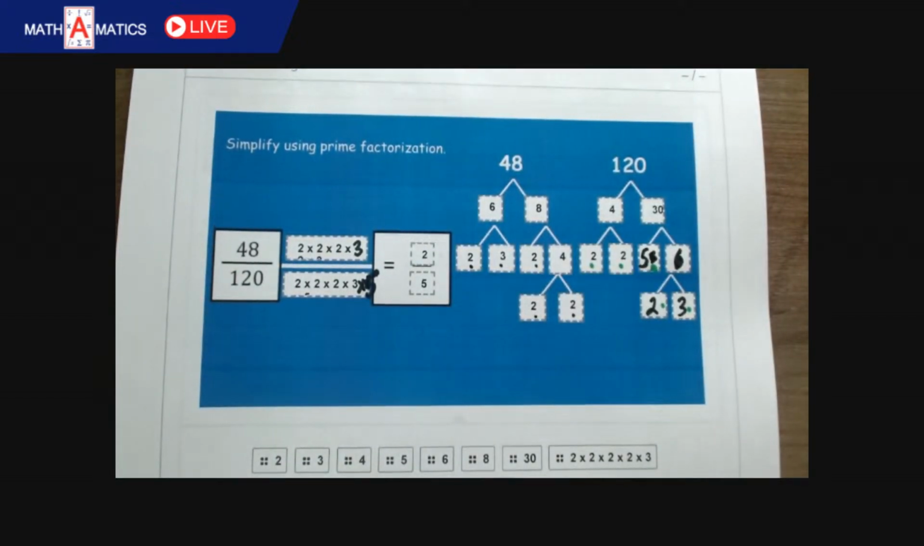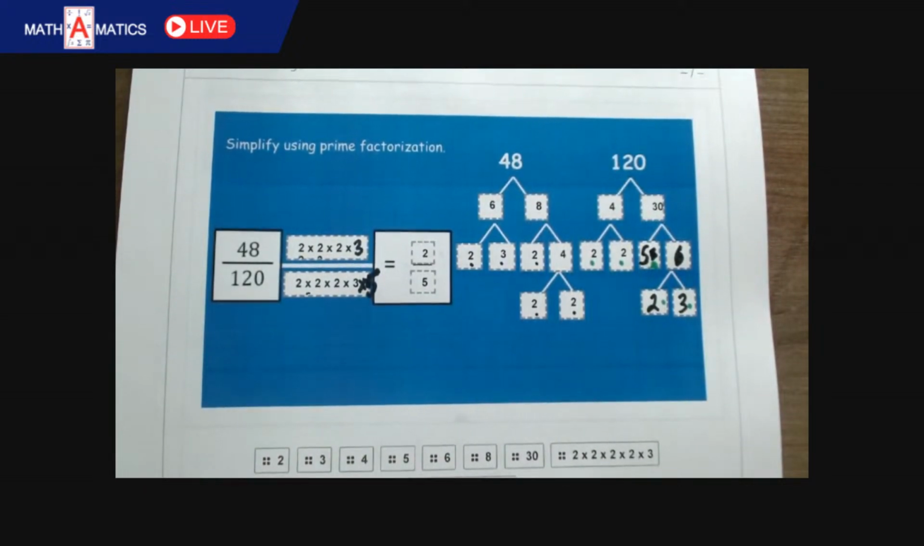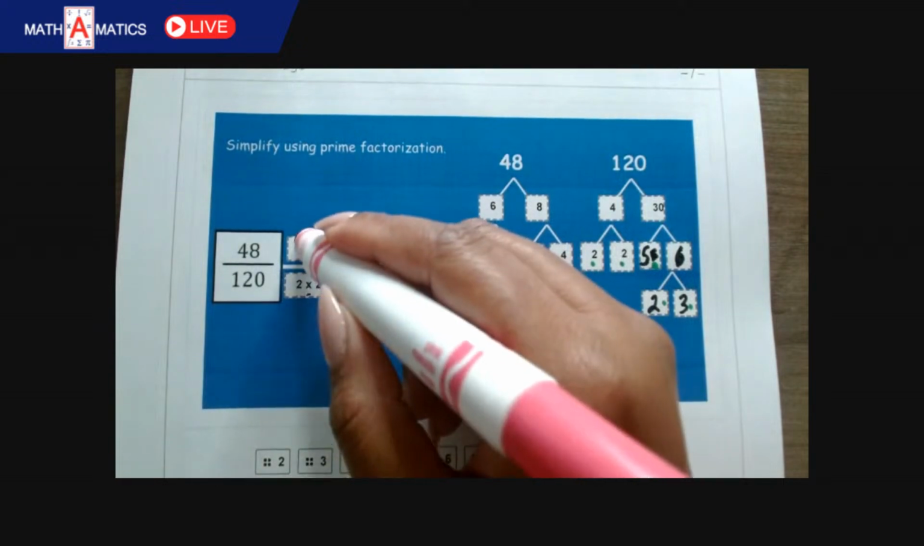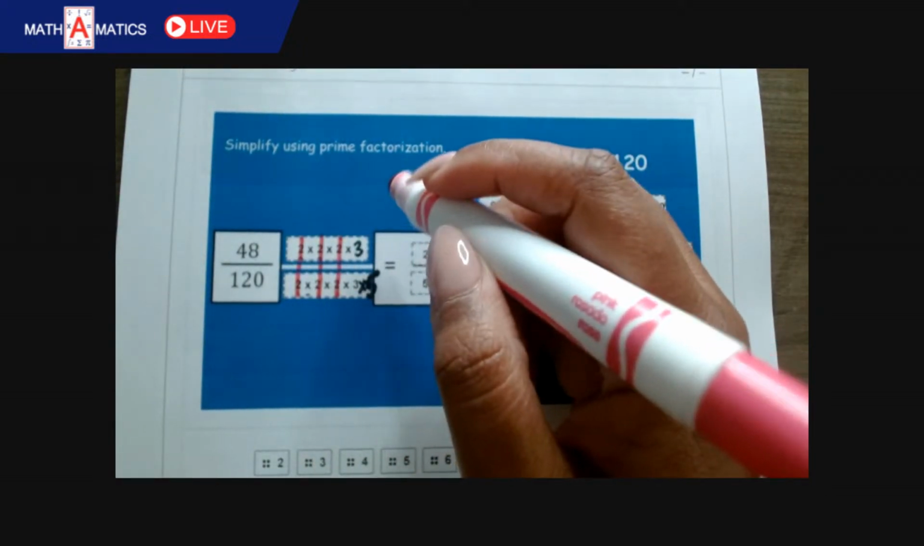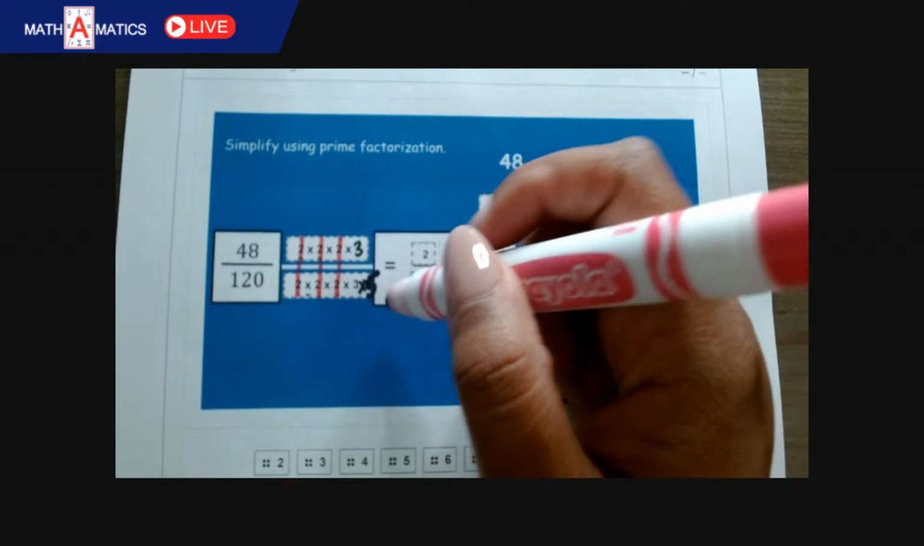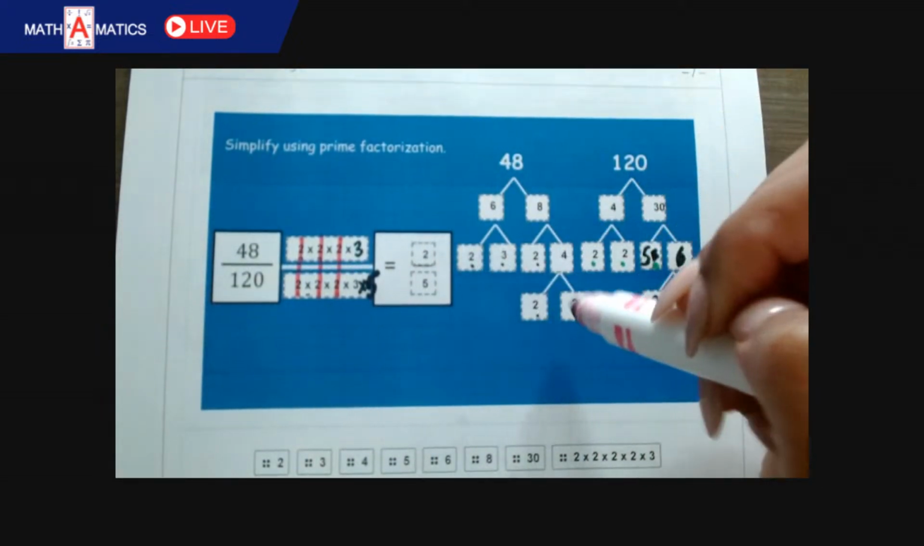And then our next step, one of my favorite parts, is now that we have the prime factorization on both the top and the bottom, or our numerator and denominator, we're going to cancel these things out. So 2 and 2, 2 and 2, because these are 1. And we have enough of each on each side.